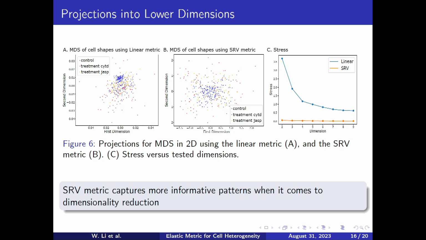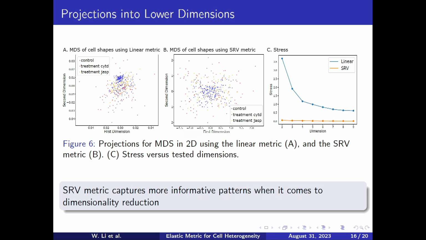And we finally study the result by projecting the data onto lower dimensions using multidimensional scaling, where the distance is defined by the linear metric or the SRV metric. And the results suggest that the SRV is better at capturing the cell heterogeneity, as we can observe that most of the control cells are located in the middle, surrounded by jasplakinolide treated cells, and cytochalasin D treated cells being located even further. We also examined the stress statistics obtained for the multidimensional scaling for all the dimensions tested.